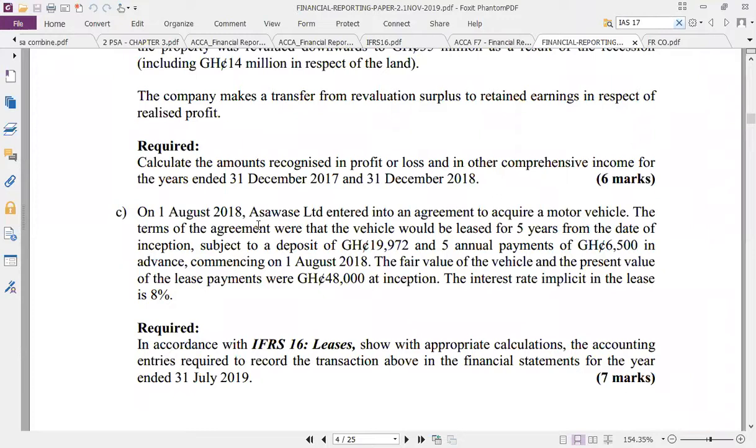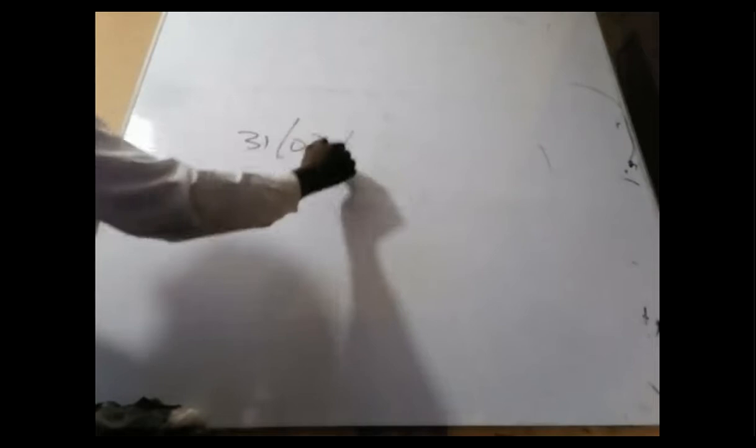August 1st, 2018. So you are accounting for it from 31st July. If our financial statements end at 31st July 2019, what is the starting point of the financial statement?